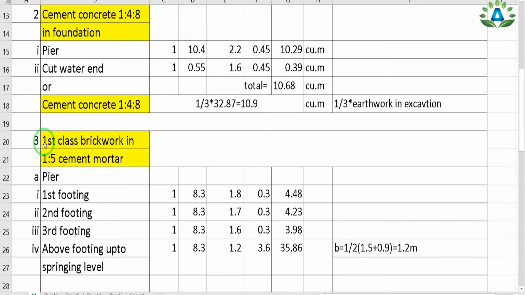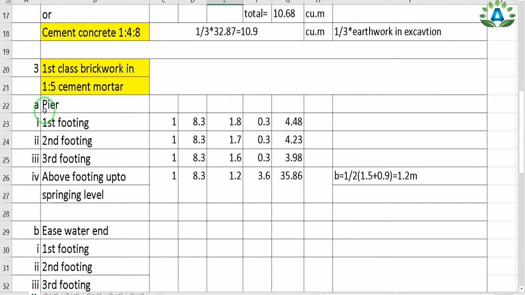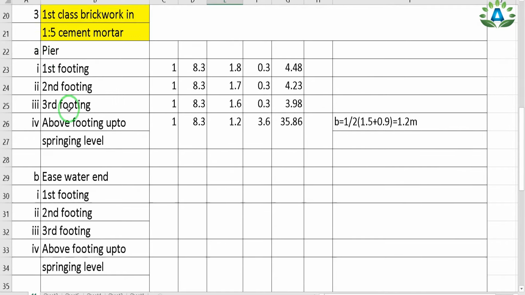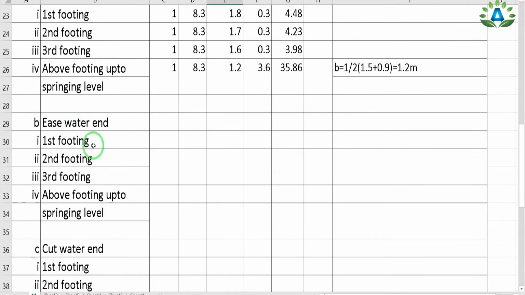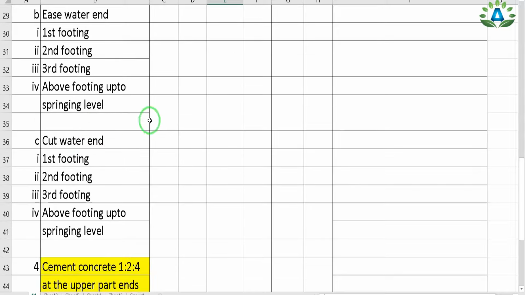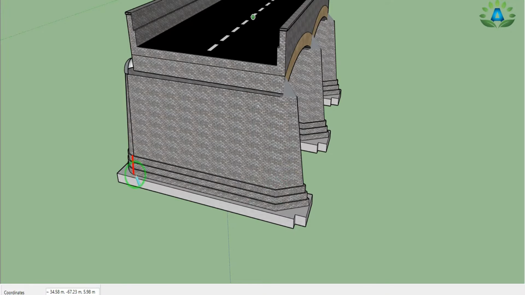Now our next step is to calculate the first class brickwork in cement mortar. For this we have to calculate the brickwork in cement mortar under three topics: one is our pier portion, another is our east water end, and another is our cut water end portion. That means this rectangular portion in the middle is our pier portion. So we are going to consider this brickwork under the pier portion.